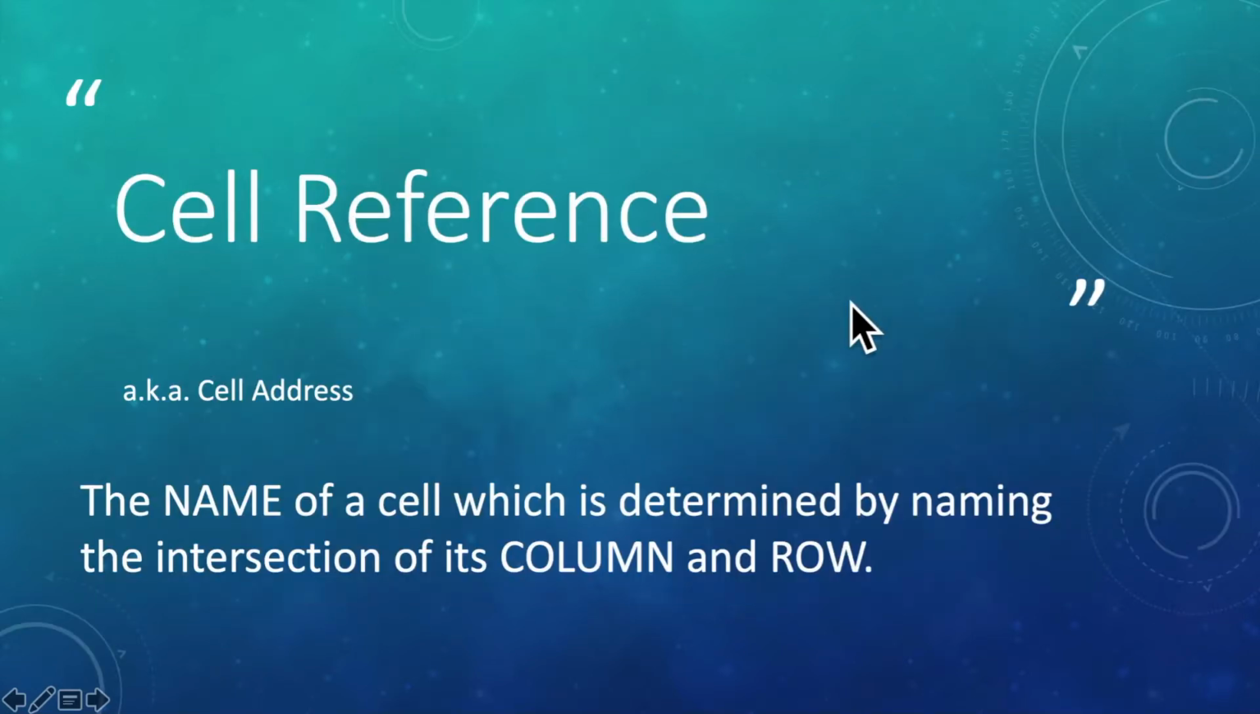Another review, cell reference, also known as the cell address. So the cell reference again is the name of a cell, which is just a single box on a spreadsheet. It's the name of a cell which is determined by naming the intersection of its column and row. When we're going through and doing math on a big spreadsheet that has hundreds of little boxes on it, these cells, you need to know how to define the cell reference because that's so obviously important.